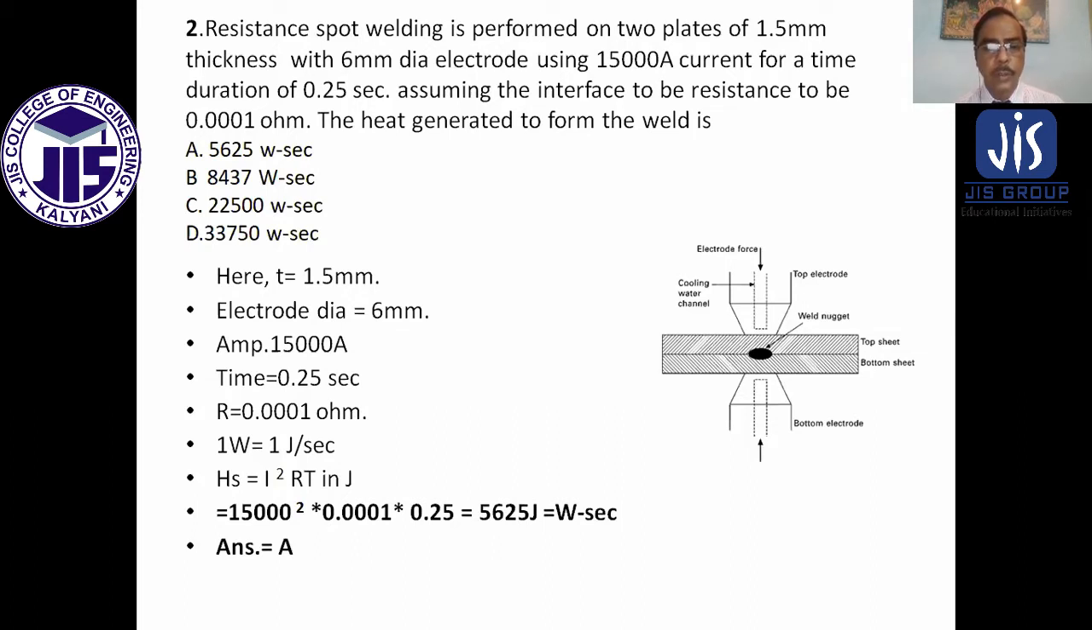time is 0.25, R is 0.0001 ohm. And we know that 1 watt is equal to 1 joule per second. So heat supplied is equal to I²RT in joules. So 15,000 squared into 0.0001 into 0.25, where this is the time. So the total multiplication gives 5625 joules, which is equal to watt second. So the answer is A.